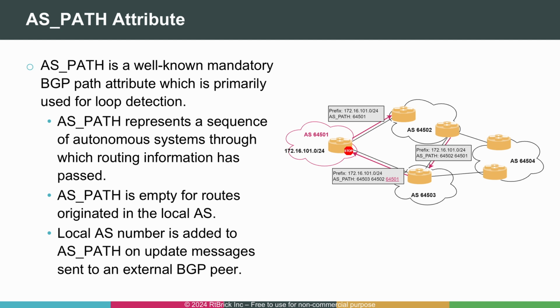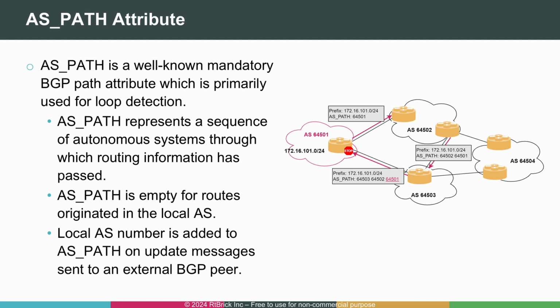The AS set was deprecated, so today only the AS sequence is used. The AS sequence is a variable length list of AS numbers, where the rightmost or first entry represents the originator autonomous system. Whenever a BGP peer advertises a route to an external peer, it adds its local AS number to the AS path attribute, but it does not modify the AS path when advertising a route to an internal peer.